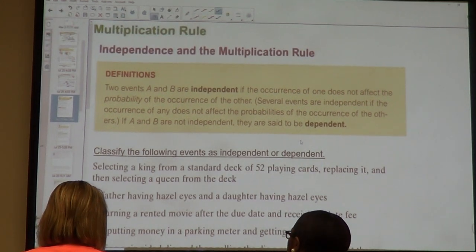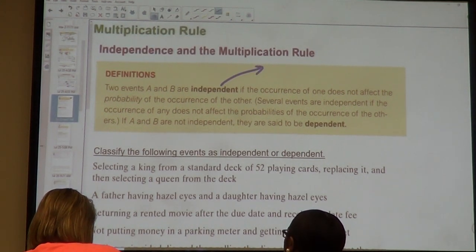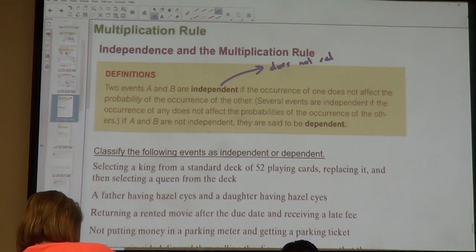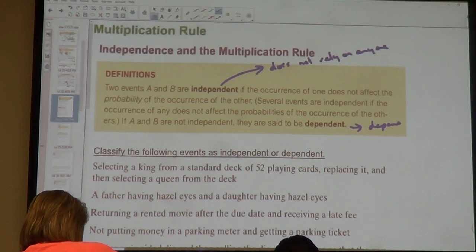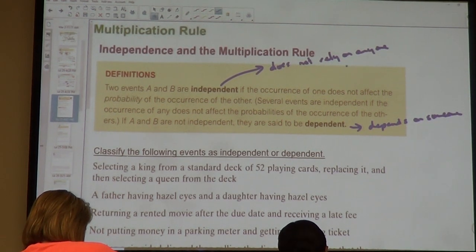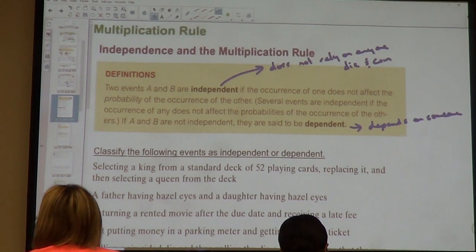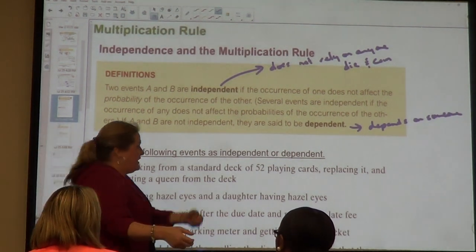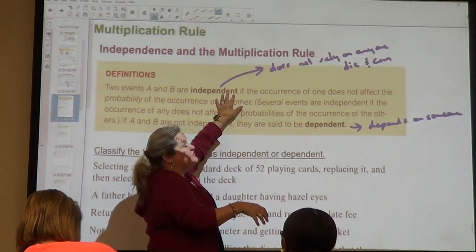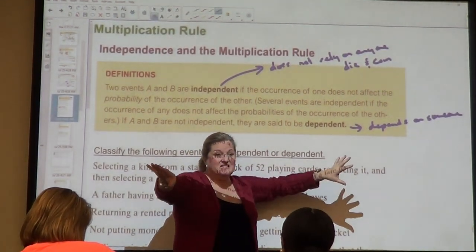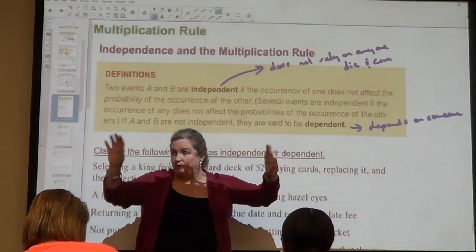All right, independent and dependent. An independent person does not rely on anyone. A dependent person depends on someone. So an independent thing would be like if I flipped a coin and rolled a die. Do you agree my coin answer and my die answer have nothing to do with each other? What I flip on that coin and what I roll on that die have nothing to do with each other. Those are independent of each other. What I get on this answer has nothing to do with what I get on this answer. They are independent. I am an independent woman. I have nothing to do with what anybody else says.